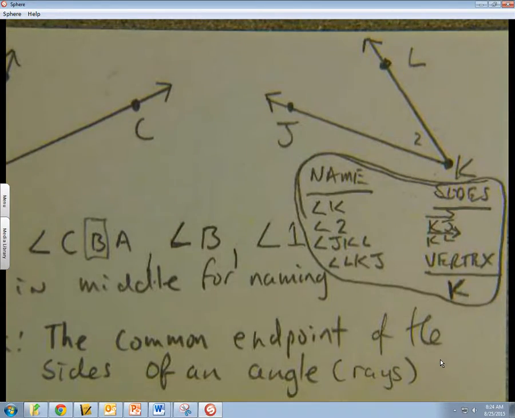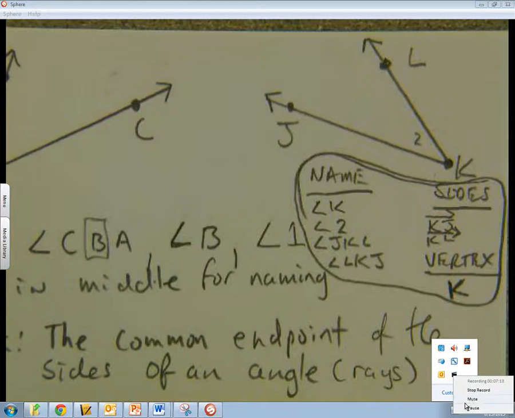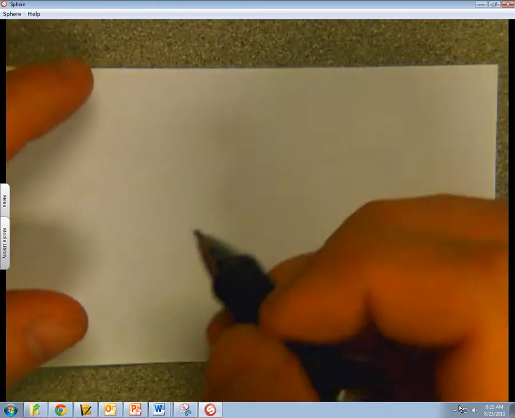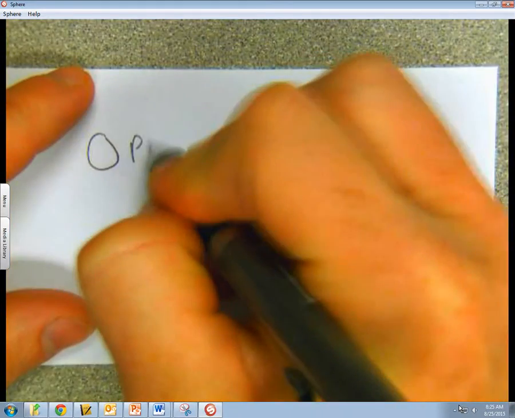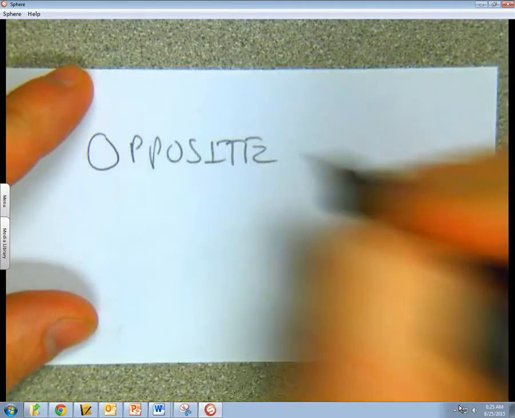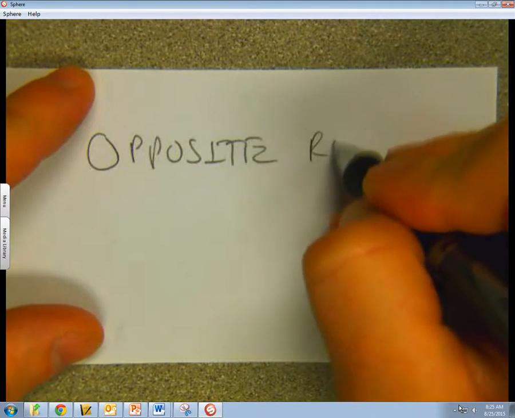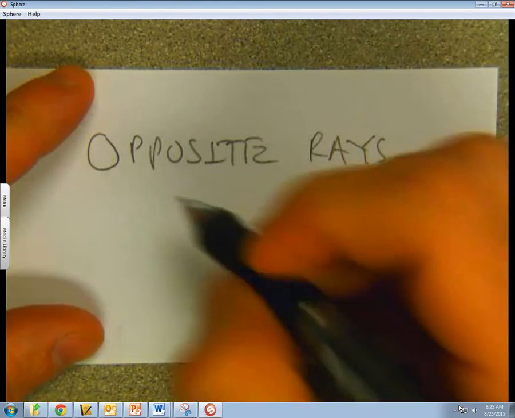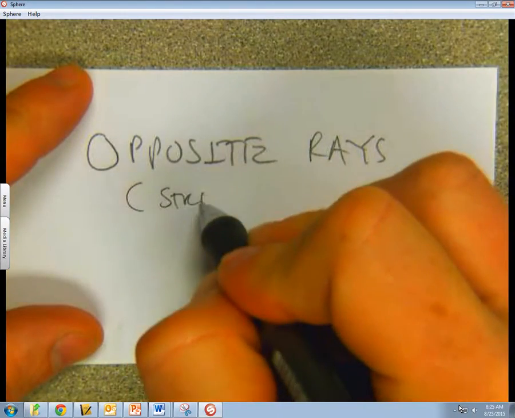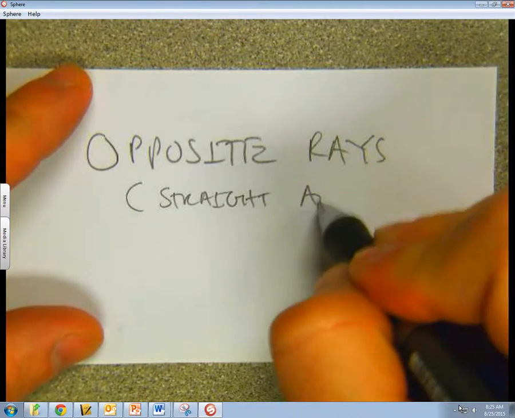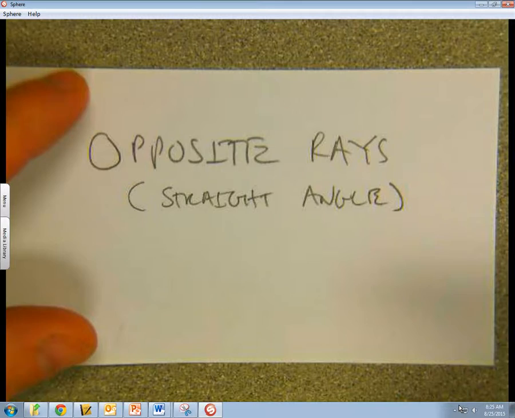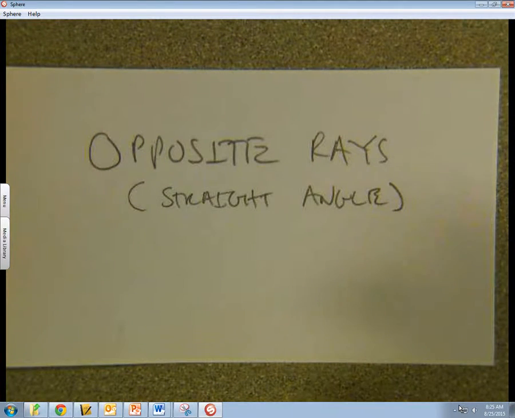Alright, we will move forward with the next note card and talk about opposite rays and a straight angle. Okay, so the next term or definition we're looking at here today is opposite rays. And where we're going with this is a straight angle. Alright, so opposite rays, straight angle, that's this note card.